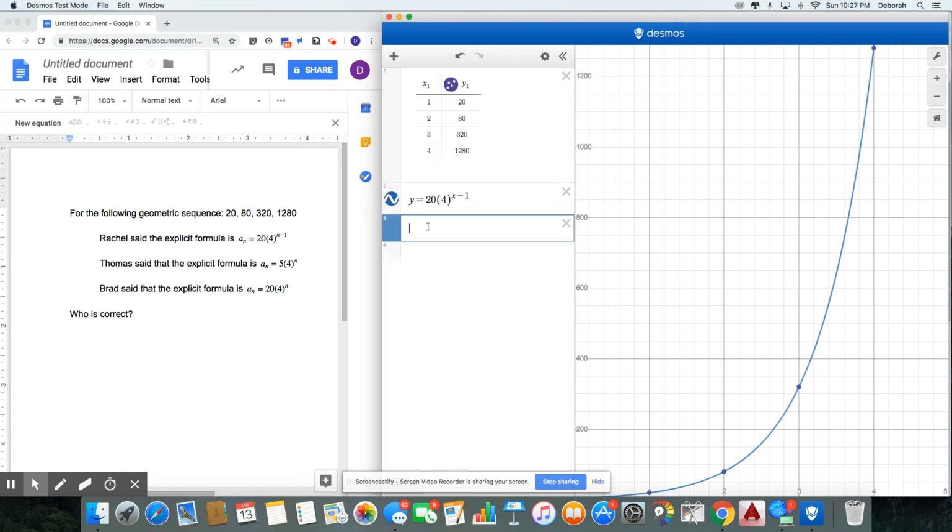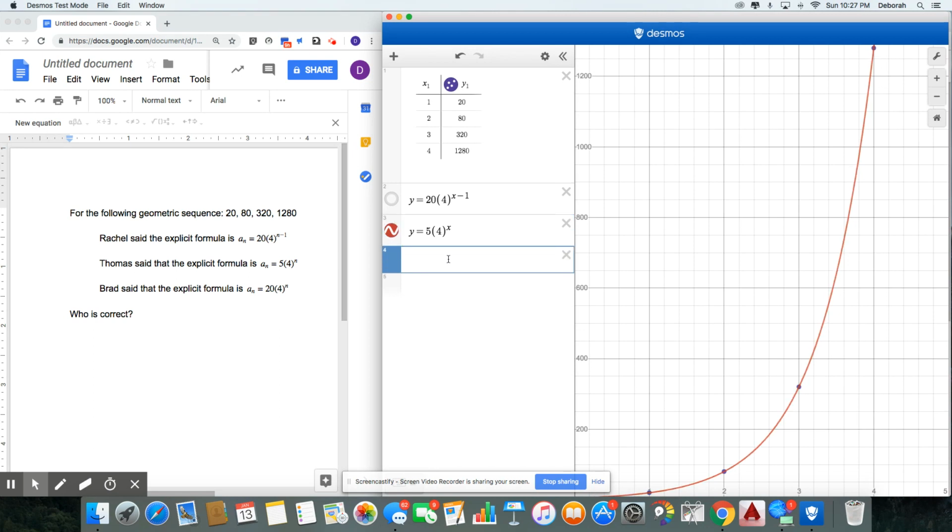So now let's try Thomas. Again, using the y equals equation, we've got 5 parentheses 4 raised to the power of x. Now, the thing is, I can't really tell for sure what happened to Rachel's line. I can see Thomas's line is red. I'm going to go ahead and turn off Rachel's line and just turn on Thomas's. And I can see for sure that his line also goes through all 4 points perfectly.